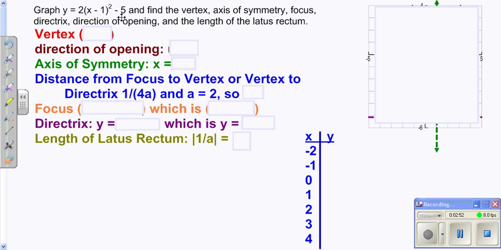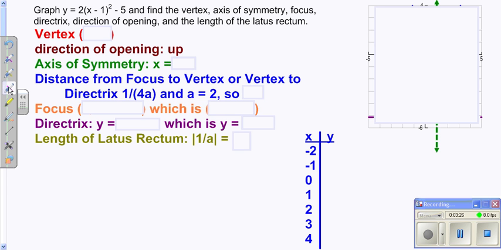Now here you're given a problem in standard form. You're asked to find all this information: the vertex, axis of symmetry, focus, directrix, direction of opening, length of the latus rectum. Well, we know that since it's y equals in standard form, it's got to open in the direction of the y. So it's either going to open up or down. The number in front of your parentheses here is positive, so you know it's going to open in the positive direction of the y. So in other words, it opens up.